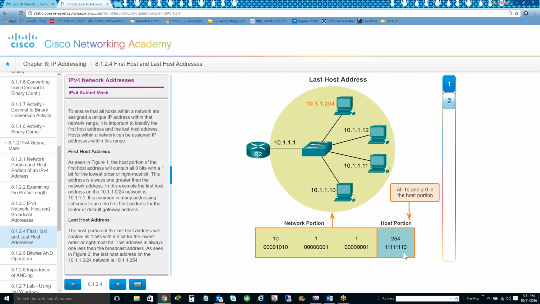So where this gets a little tricky is when you have a subnet mask that is different than /24, because then the first and last addresses are going to change, where the last host address may not be 254 and the first host address may not be a 1.